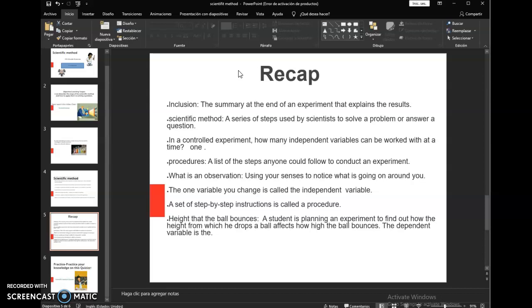The scientific method is a series of steps used by scientists to solve a problem or answer a question, right? And also we can use a control experiment, how many dependent variables can be worked with, and time procedures. At least a step anyone could follow to conduct experiments. So what is an observation? Using your senses to notice what is going on around you, that's what the scientific method is.